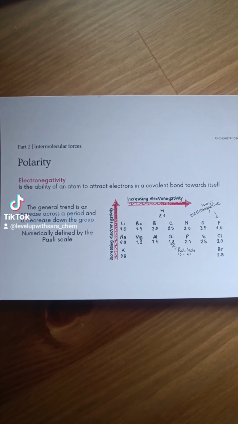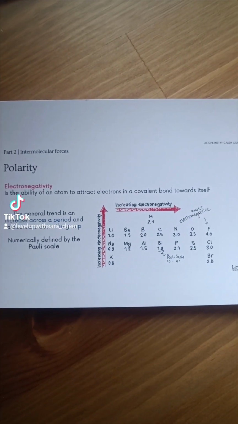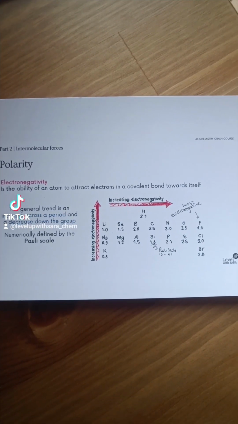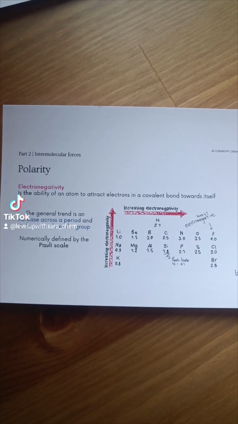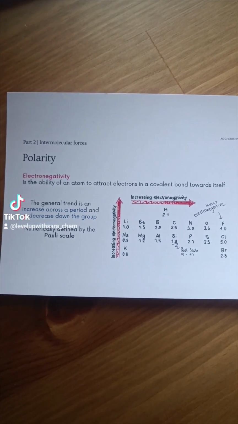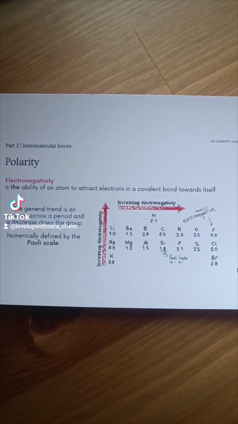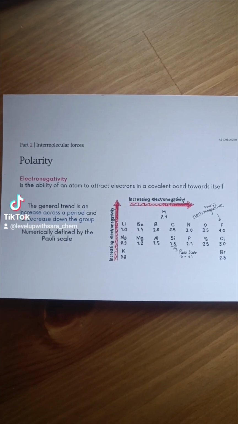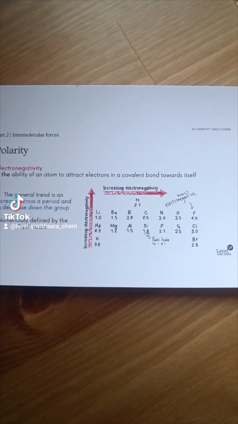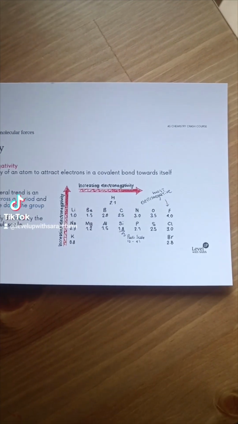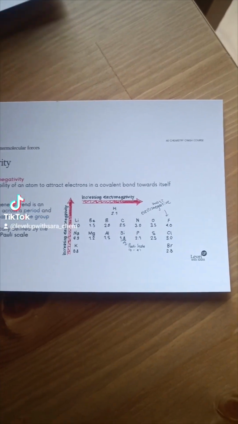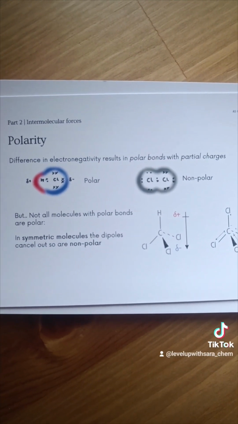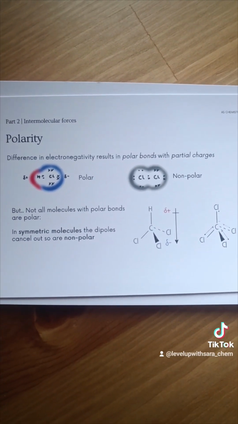Let's revise intermolecular forces. The first important concept is electronegativity, which is the ability of an atom to attract electrons in a covalent bond towards itself. Here is the trend. Just like the nuclear attraction, it increases across the periodic table and up the group. Remember, the trend is important because you will need to identify which bonds are polar. In fact, the difference in electronegativity results in polar bonds with partial charges.